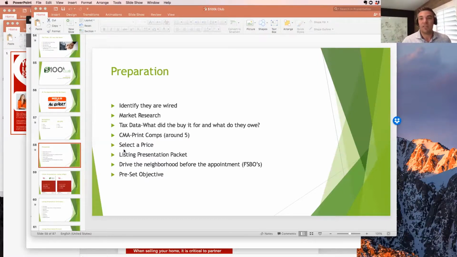So drive the neighborhood. If there's a for sale by owner in the neighborhood, I'll sit there and call it before I walk into the meeting, to tell them, oh yeah, I noticed down the street that there's a for sale by owner. I called that house. It's currently listed at this. They're getting this much activity, whatever it is. That's going to show your seller that you take a lot of initiative on their specific property.